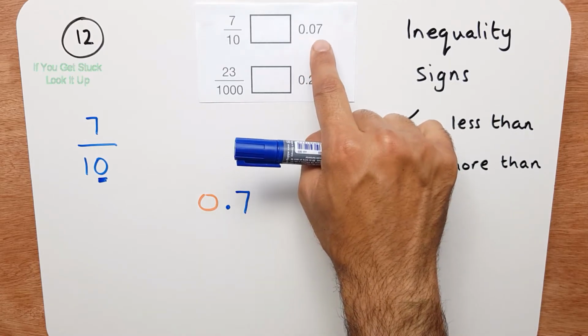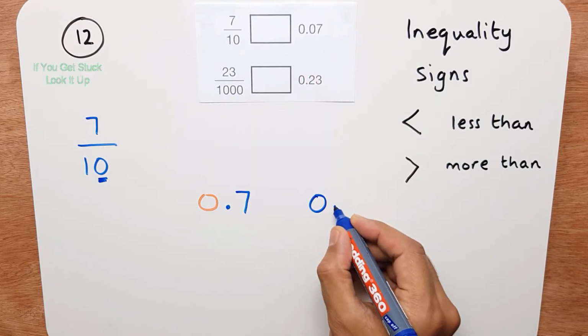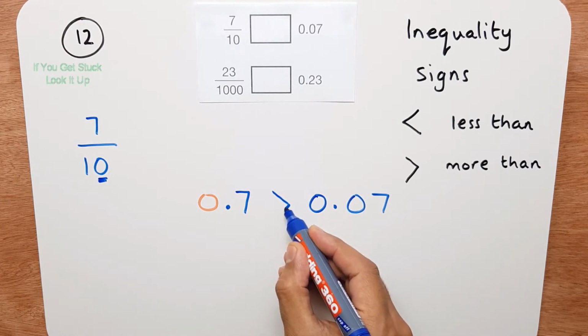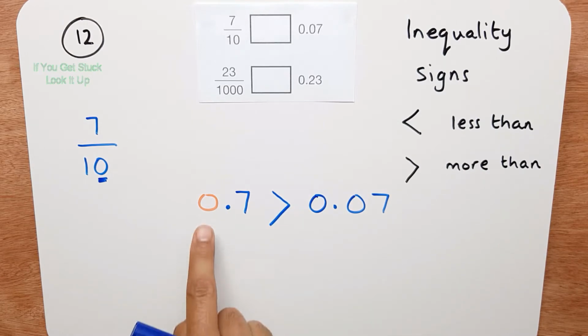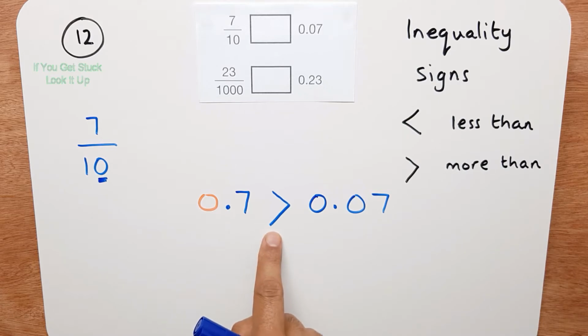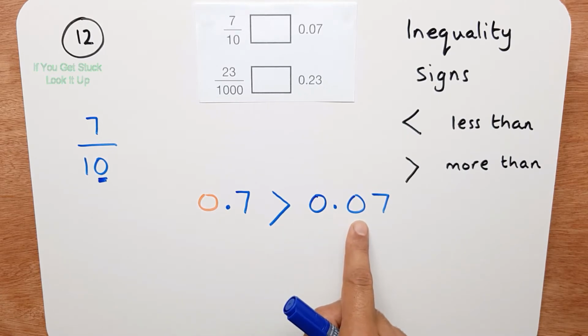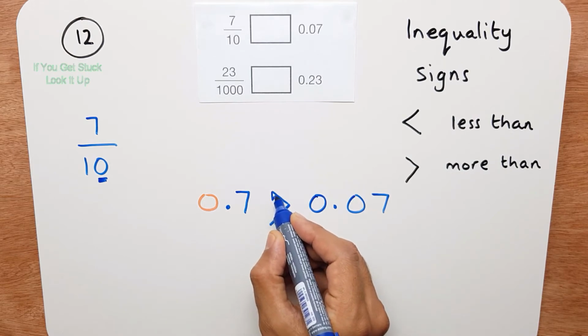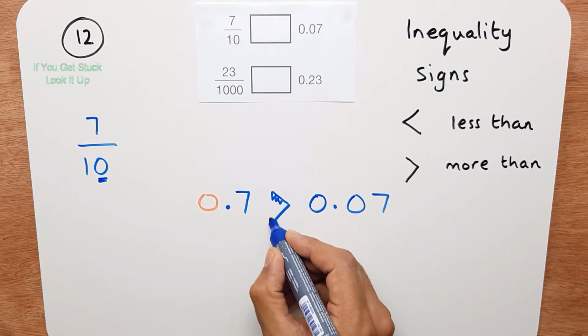And this number here is 0.07. I can see straight away that this number is bigger, so my inequality sign will be that way. So 0.7 is bigger than 0.07. And remember, the crocodile always eats the bigger number.